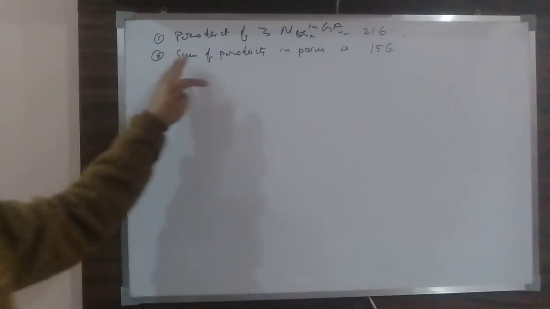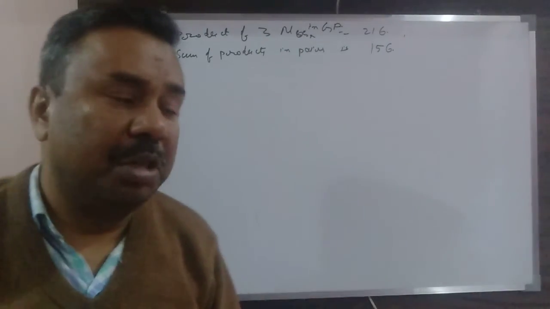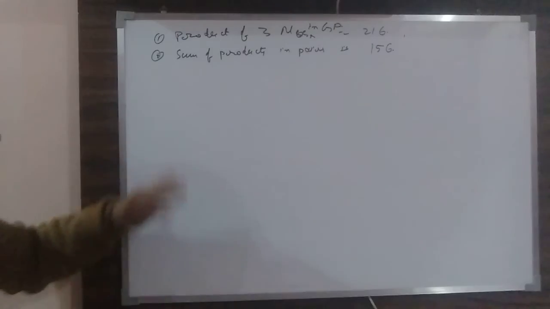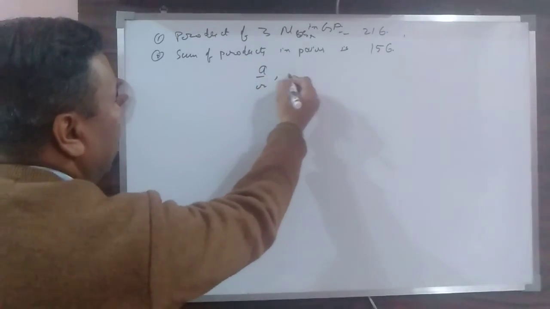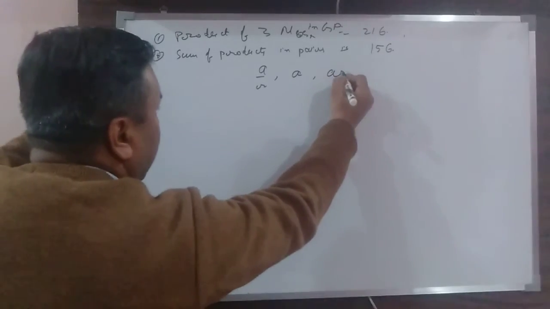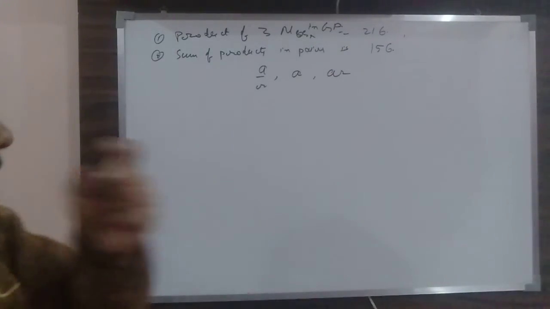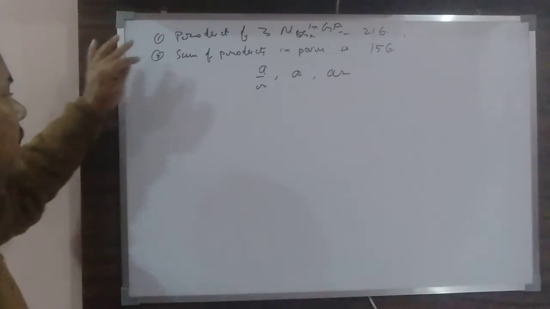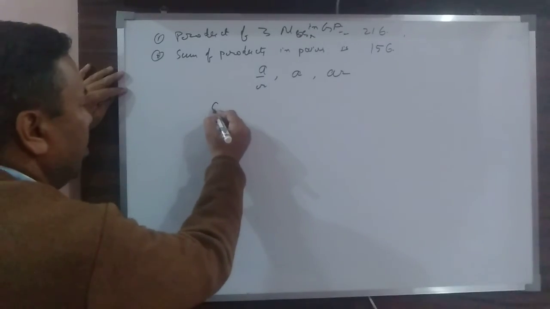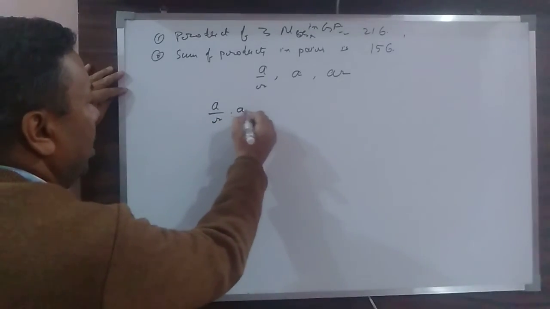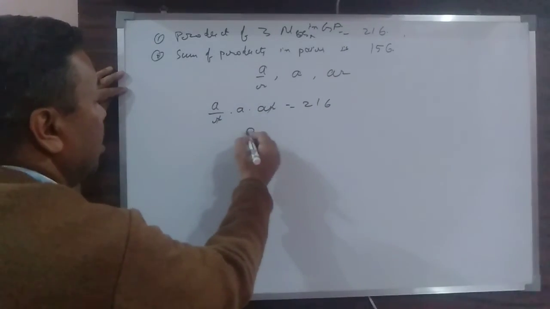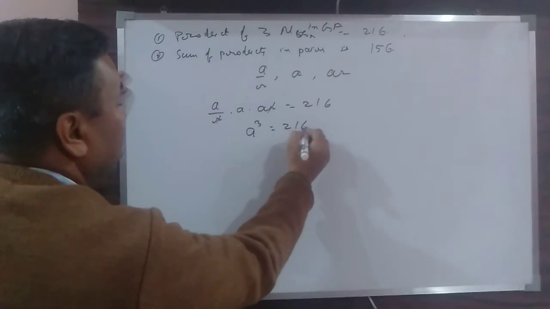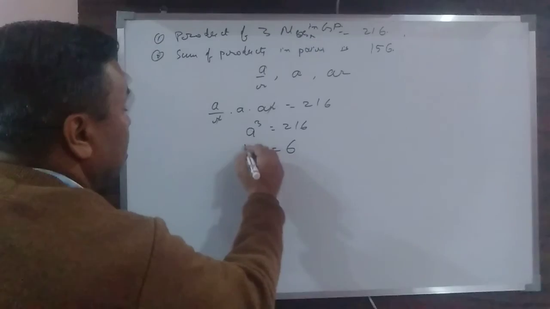Product of 3 numbers which are in GP. Okay, it is said that product of 3 numbers in geometric progression is 216. Now, as I told you, my selection will be, let the terms are a by r, a and ar. Okay, now what happens? First condition I will use, I will just say that product is, so a by r into a into ar, that is equal to 216. r and r gets cancelled, so a cube is 216, so I get a as 6.